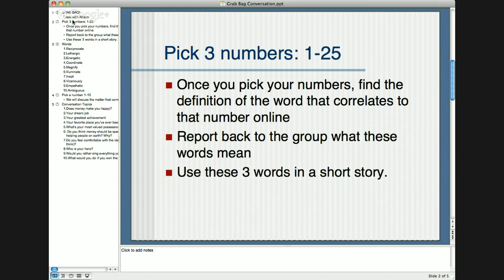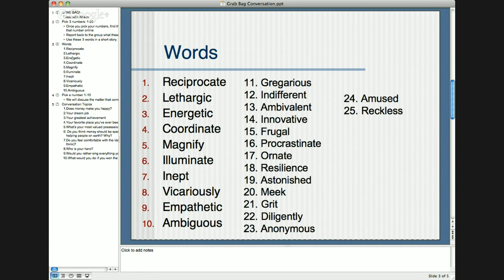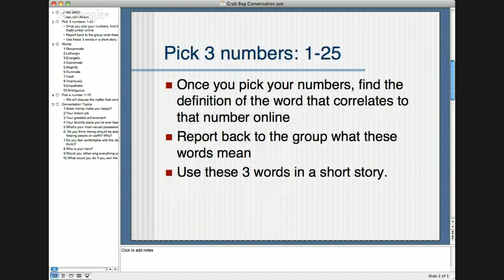Okay, pick 3 numbers, 1 to 25. Once you pick your numbers, you will find the definition of the word that correlates to that number. So you'll pick 3 numbers, and then we'll go to the slide and see what word it matches up with. You'll find the definition online and report back to the group, which I guess is just you and me right now. And once you have those definitions, you will use 3 words in a short story.